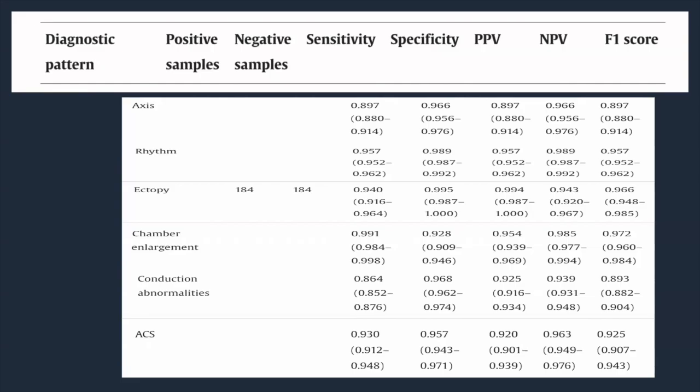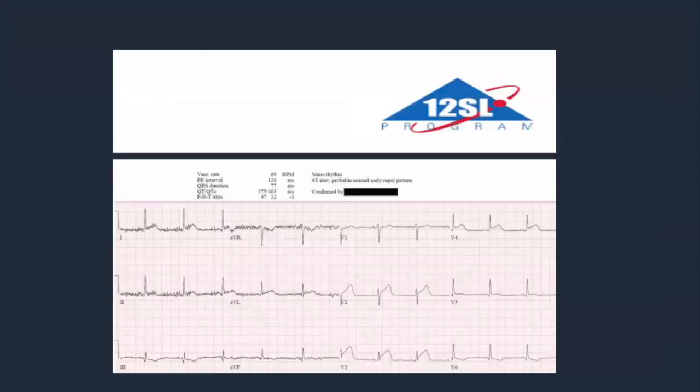I know what you're thinking. You're like, we already have something that interprets EKGs, right? The computer interpretation of EKGs is done by a company called Marquette 12SL. It was established in the 1980s and was bought out by General Electric. And it's considered a rule-based logic algorithm.